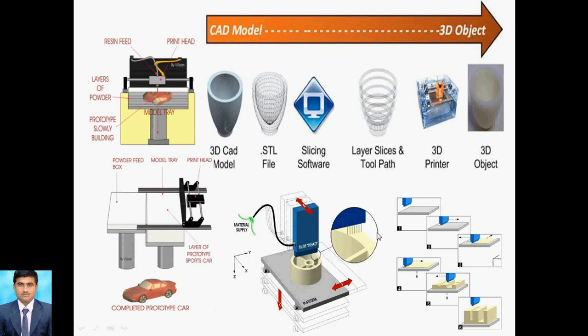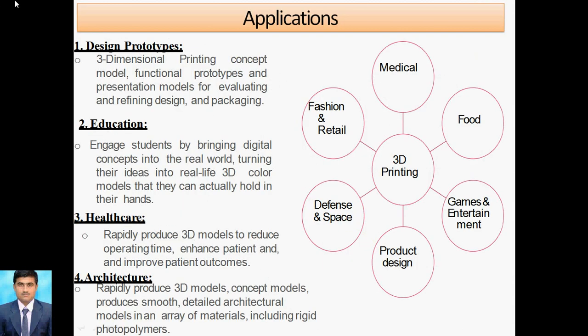Now we move to layer-by-layer manufacturing. The first layer will form, then the bed goes down, the second layer is formed, then it goes down again, then the third layer. Likewise, it forms and finalizes the product as a 3D object. Now we move to the applications related to 3D printing.